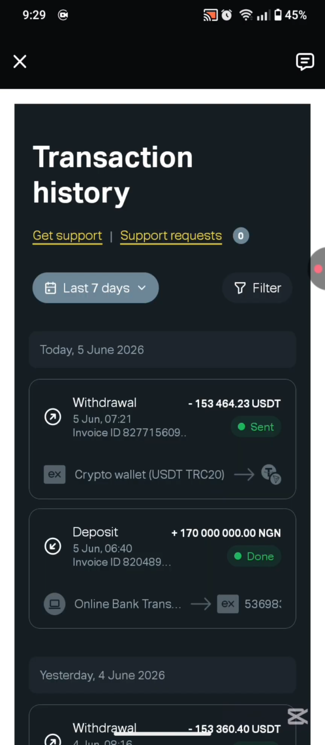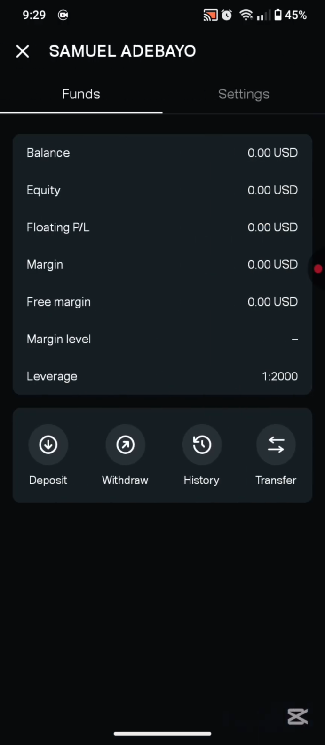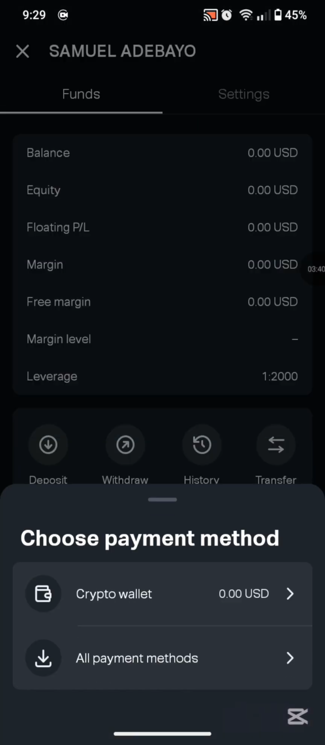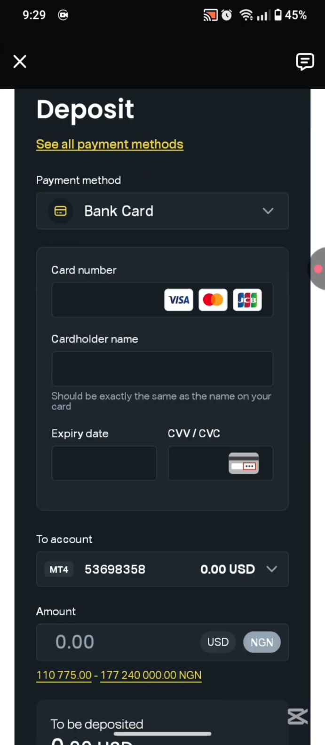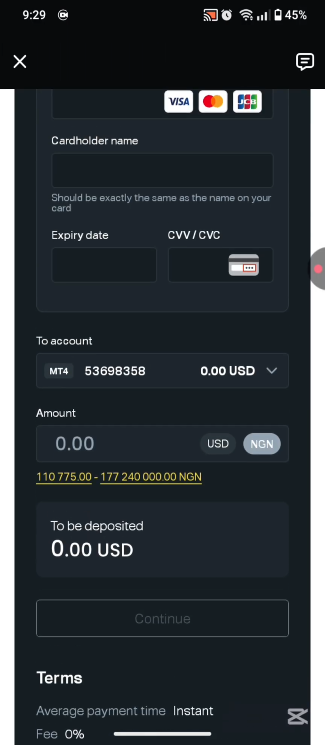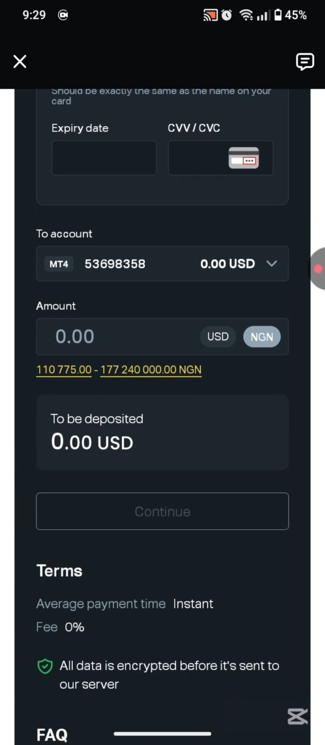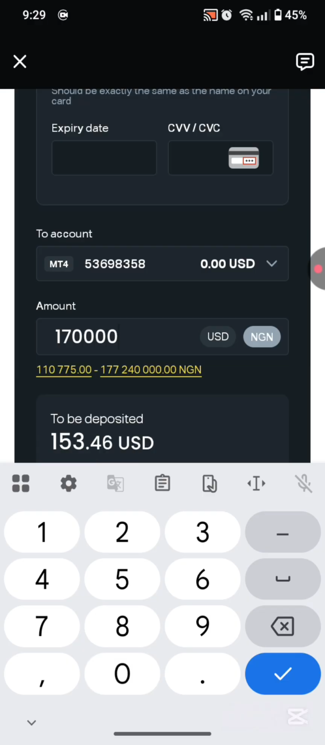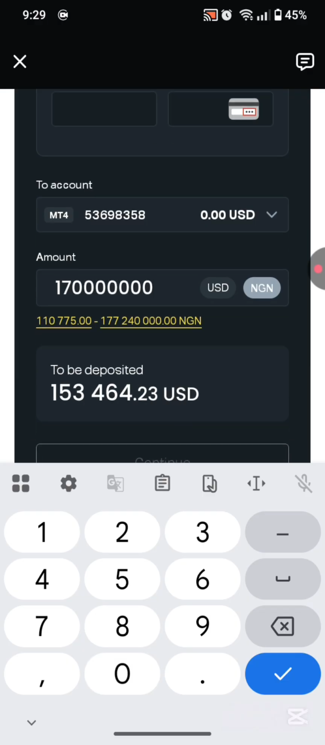So guys, let me go ahead and show you my deposit rate. Sorry, remember I told you we'll be funding this account at a lower funding rate. So I go ahead and click on deposit, then I select all payment methods, then I select bank card. So there it is. I deposit a total of 170 million naira, so we can calculate our rate. I will enter 170 million naira here. So now I've entered 170 million naira.